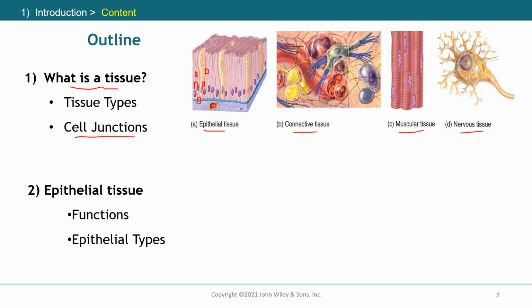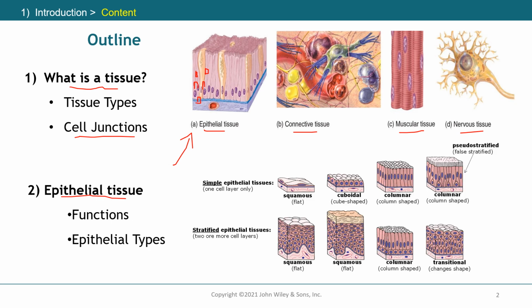Then we will start having a more detailed definition of each one of the tissues, and we're going to start with the epithelial tissue, and we're going to talk about the functions that work as a barrier, that work covering each one of our body parts, each one of our organs, and then we will move into the different type of epithelia, and this will take a long time.